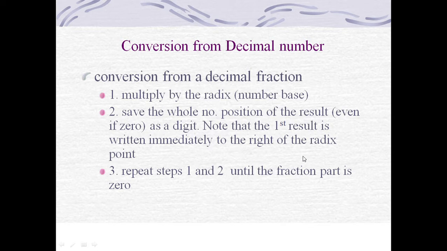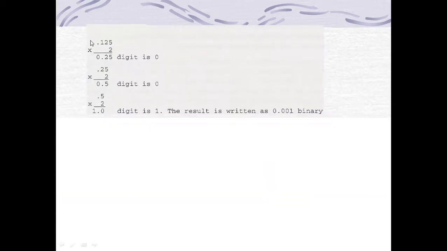So whatever first digit we get, we write that first digit immediately after the decimal point, and if we get a second digit, then we write it as the second position after the decimal point, and so forth. So we repeat steps 1 and 2 until the fraction part is 0. To understand this procedure, let me explain a few examples to understand how to convert the decimal fraction part of a decimal number into the target number base system. So let's suppose we have a decimal fraction part that is equal to 0.125, and we have to convert it to binary.